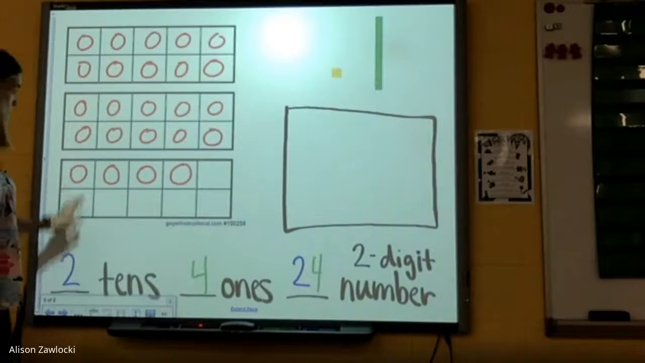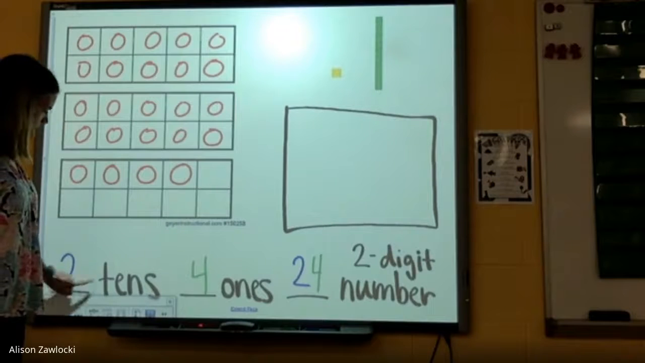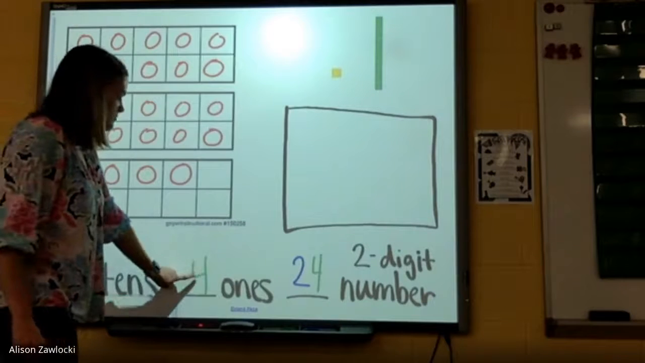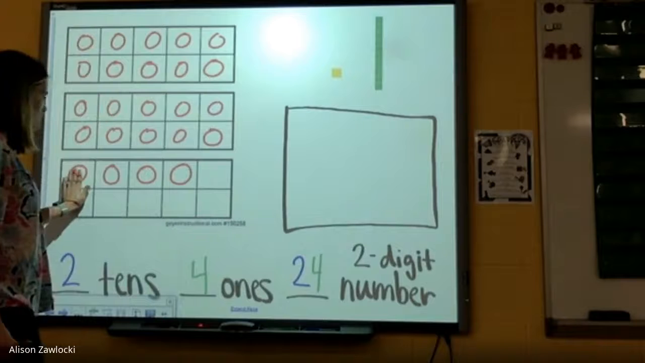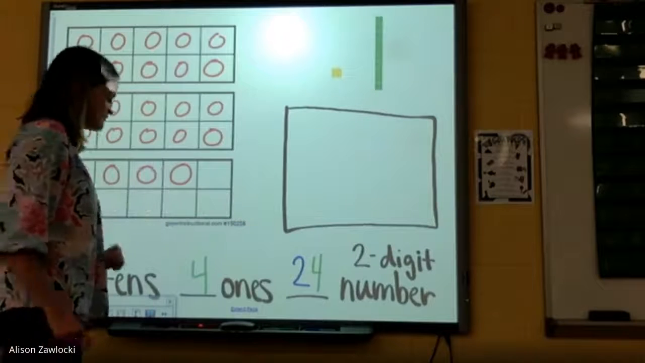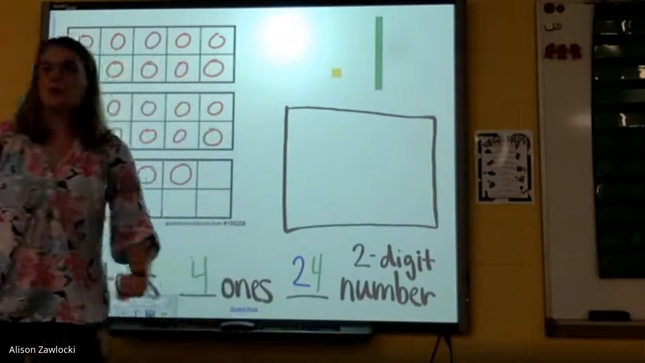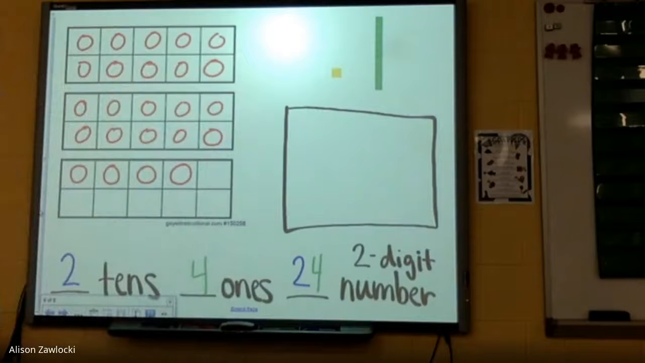No, this shows me that I have 2 full 10 frames, 2 10s, and how many extras do I have? How many 1s? That's right, leftovers. I have 1, 2, 3, 4 leftovers. I want you to go ahead and pause the video and make this number with your base 10 blocks by yourself, and then hop back on the video and we can do it together.